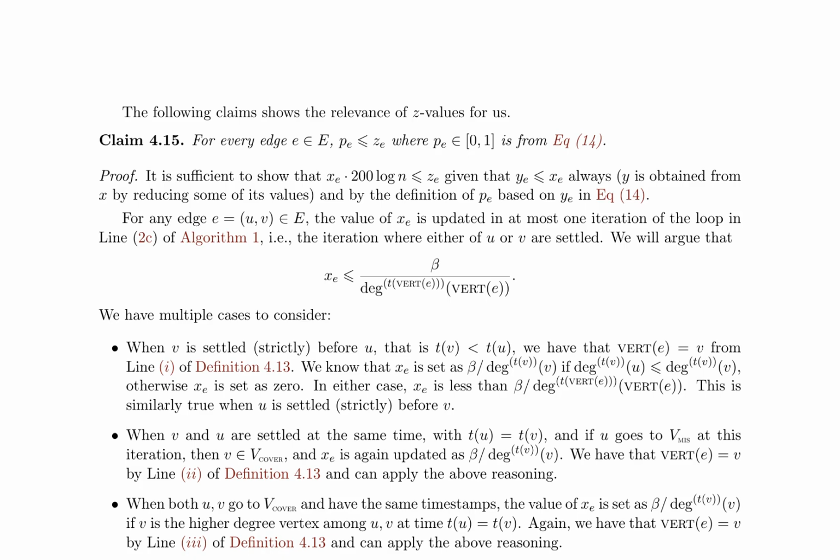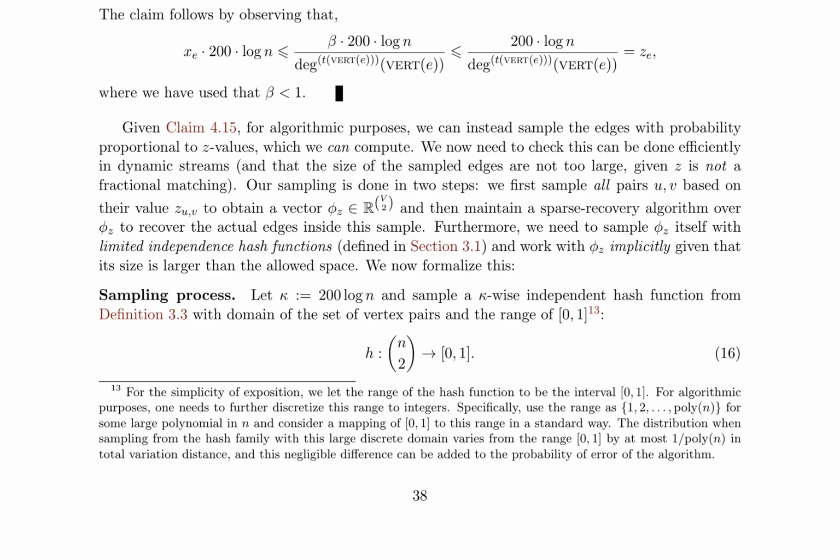The authors then show the relevance of z values in claim 4.15, which states that for every edge e element of E, p_e is less than or equal to z_e, where p_e element of [0,1] is from equation 14. This claim is proven by arguing that z is less than or equal to beta times deg_t(vert(e)), where z is updated in at most one iteration of the loop in line 2c of algorithm 1. Given claim 4.15, the authors can sample the edges with probability proportional to z values, which can be computed.